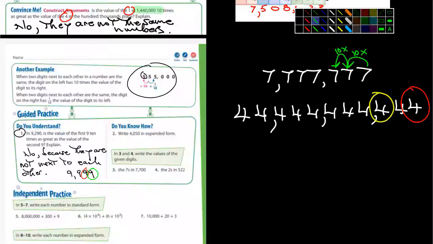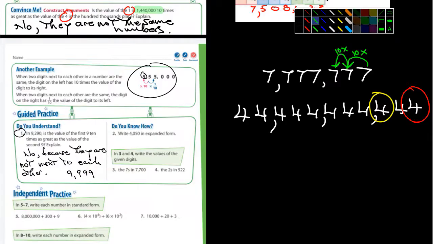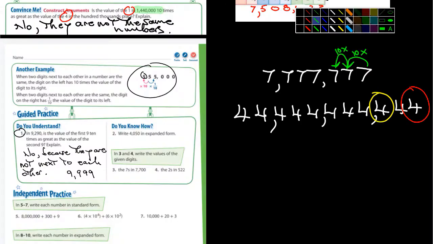The 5 has a value. What is the value of that 5? It's 50, so it's going to be 5 times 10. And then the last 0 has no value. So that's that number written in expanded form: 4 times 10 to the third plus 5 times 10. Or you could put 10 to the first. Doesn't matter. Same thing.